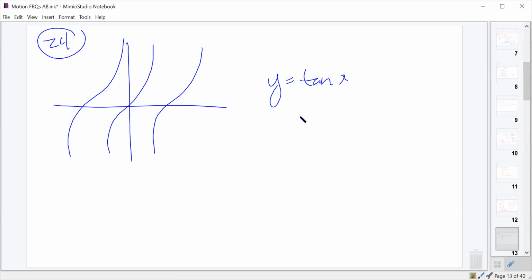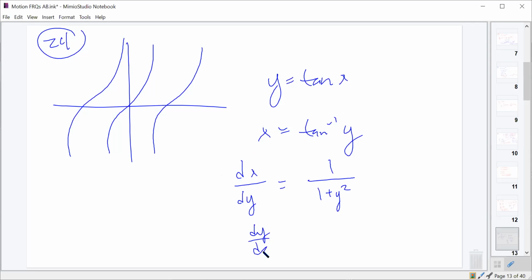Neither is 1 plus y squared. It wouldn't appear. So we got to be a little creative with this one. Rewrite this as x equals the inverse tangent of y, which would tell us that dx dy is equal to 1 over 1 plus y squared. And then we could take the reciprocal of both sides to get dy dx equals 1 plus y squared, which is choice E. I would be very surprised if they had you do something like that on the AP test.